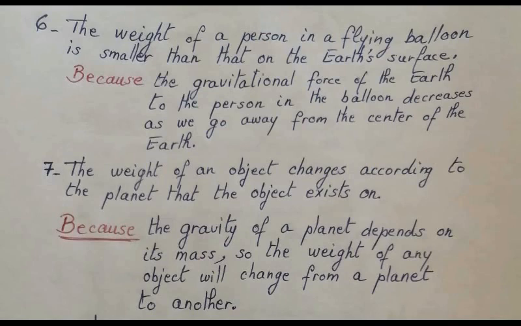Number 7. The weight of an object changes according to the planet that the object exists on. Why? Because the gravity of a planet depends on its mass. So the weight of any object will change from a planet to another.